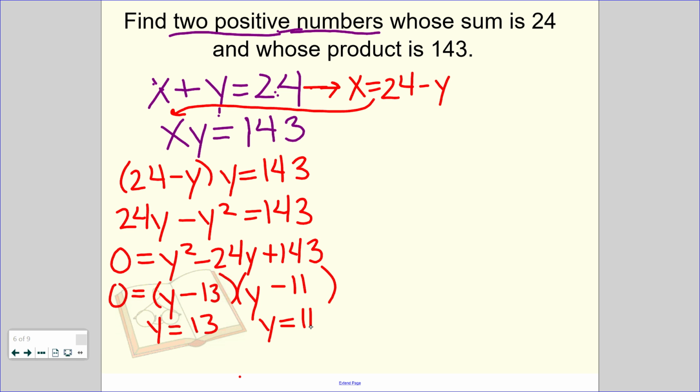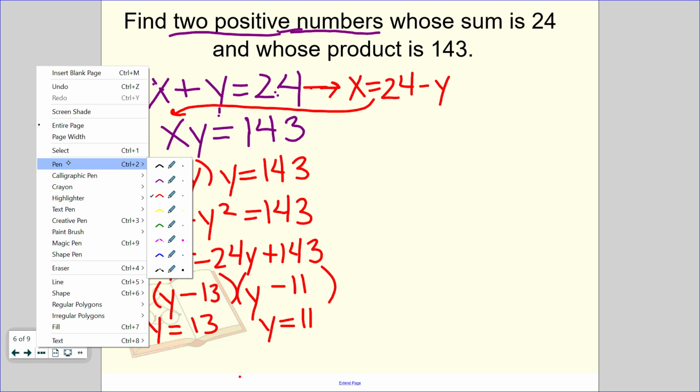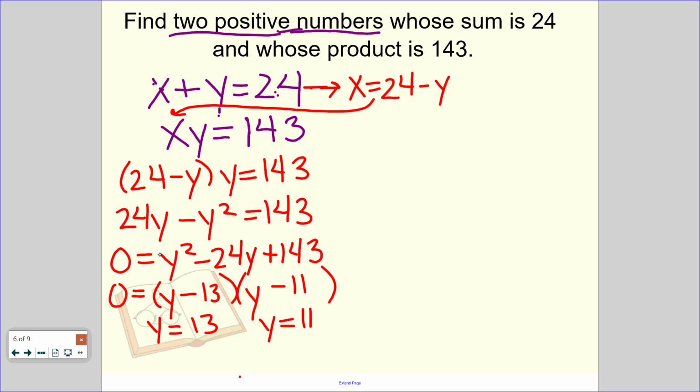Now what's interesting about this problem is when you go back and plug in 13 and 11, you'll get 11 and 13 out. So you actually just get the same solution twice. So the missing numbers are 13 and 11.